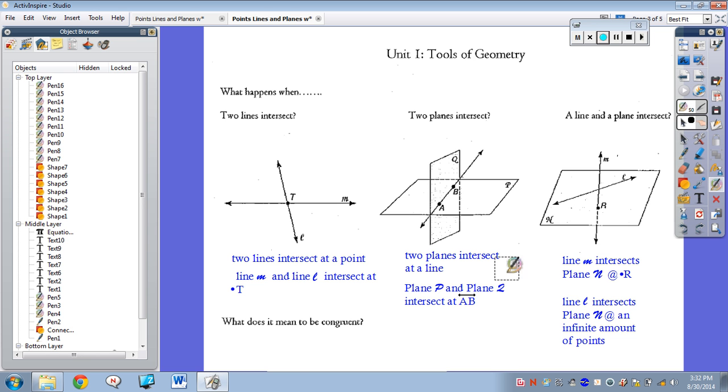Alright, what does it mean to be congruent? A vocab term that you'll see throughout the year. The term congruent means equal in size and shape, and the symbol for congruent is an equal sign with a little tilde over it. Okay, so if you see this symbol, that means congruent, equal in size and shape.